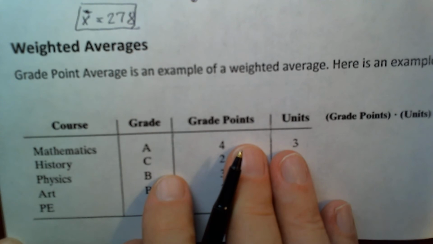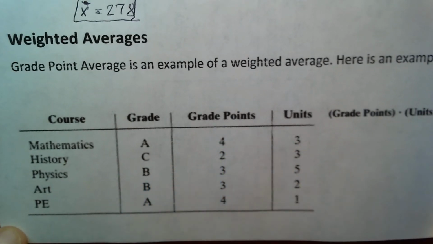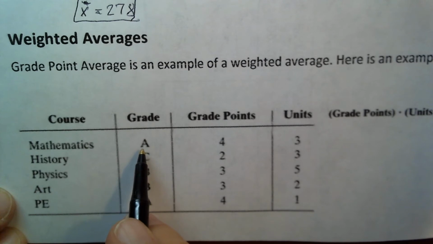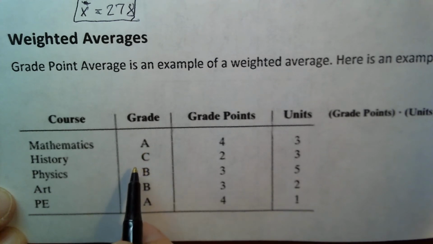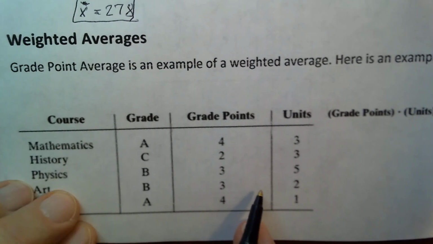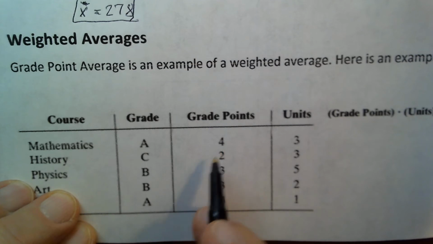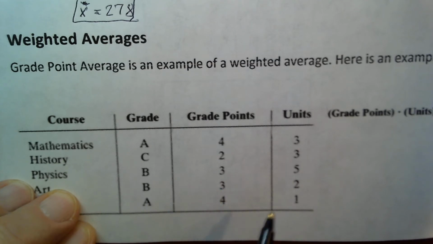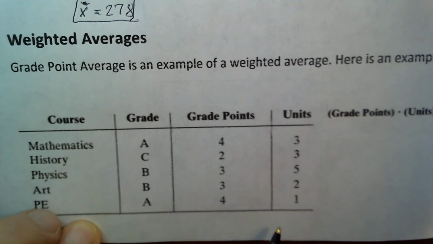So let's say someone takes some classes: a mathematics class, a history, a physics, an art class, and a PE class. And here are the grades that the student earned: an A in mathematics, a C in history, a B in physics, a B in art, and an A in PE. And then here are the grade points. We know that an A counts for 4 grade points, a C counts for 2, a B counts for 3, again 3, and an A counts for 4 grade points.